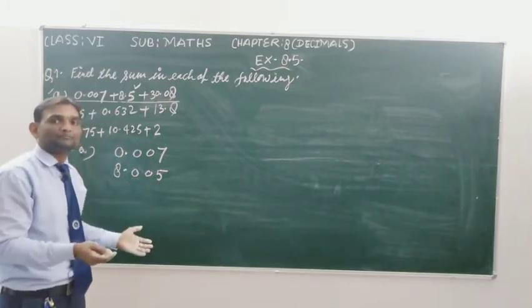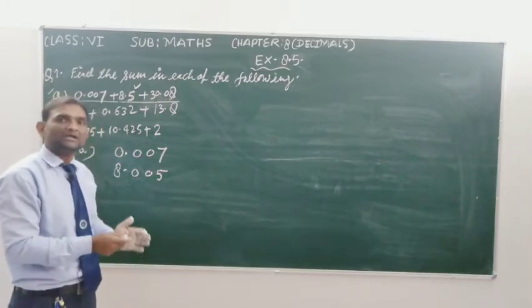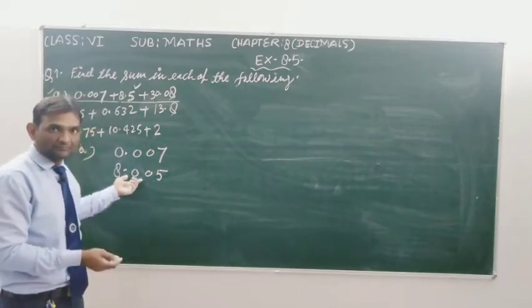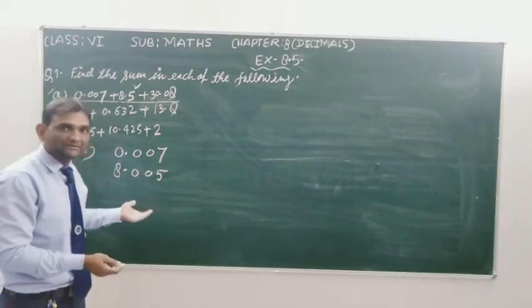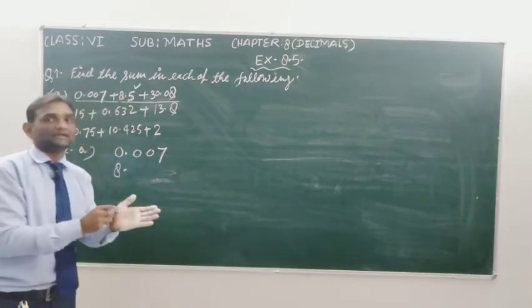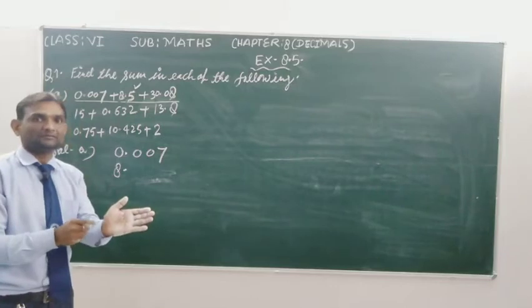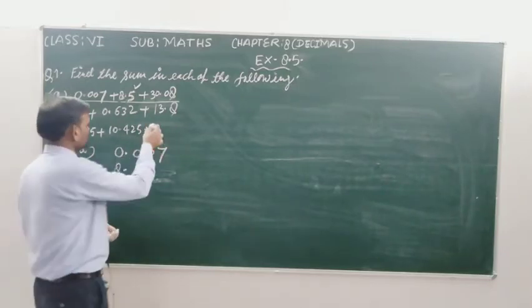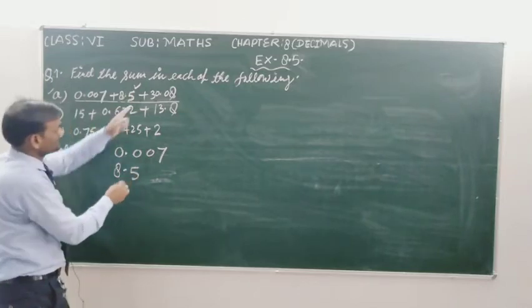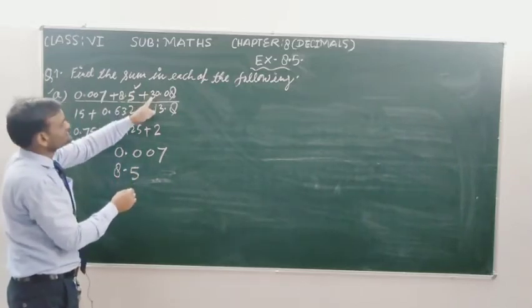Don't skip, don't leave any place, and write the 0 on that place. कोई भी प्लेस आप लीव मत करिए, लीव आउट मत करिए. According to one side you have to write decimal parts. So 5 belongs to 10th place, so we write the 5 below the 10th.